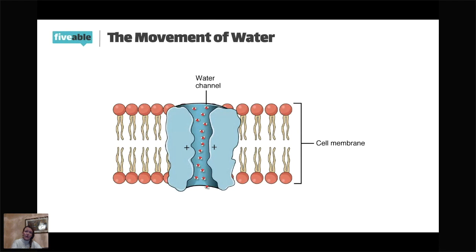So movement of water, we know, is an example of facilitated diffusion. We're moving from high to low, so we're not creating a concentration gradient. Water will just move to where there's less water, and it's going to use special channels called aquaporins because water is polar and therefore cannot get through the cellular membrane without the help of a transport protein. Again, an example of facilitated diffusion.